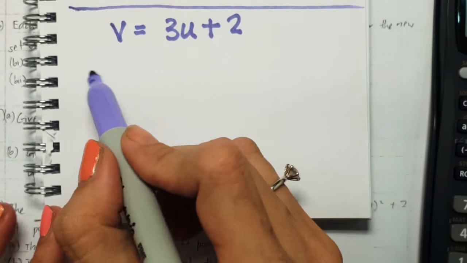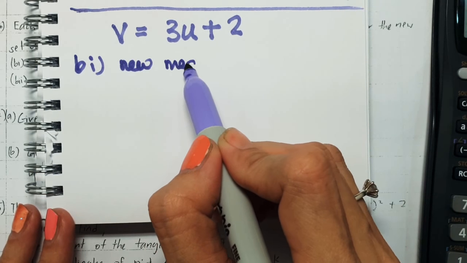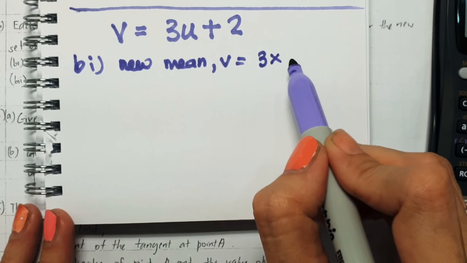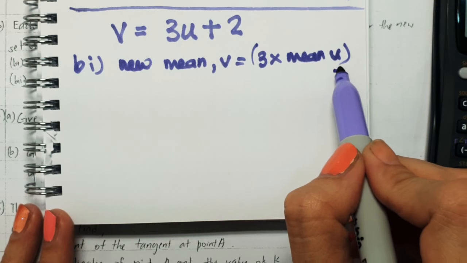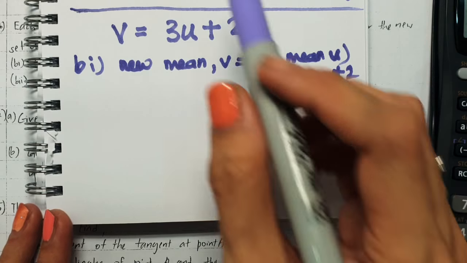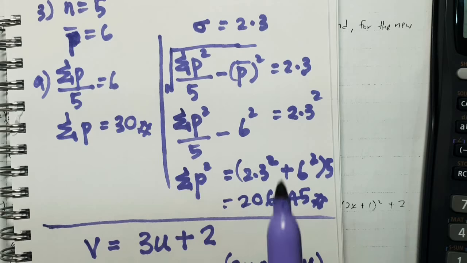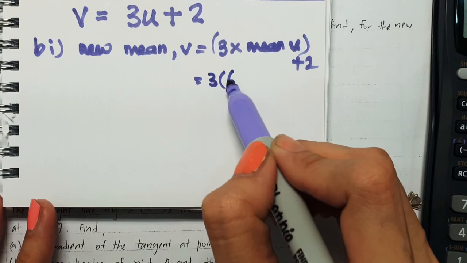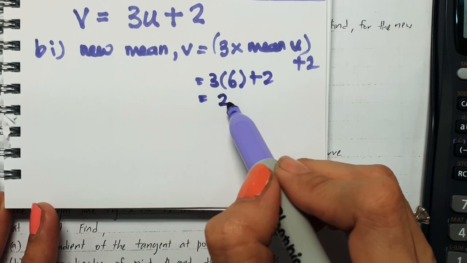So the new mean, B part 1: the new mean of V will equal 3 times the mean of U, and then plus 2. What is the original mean? The original mean is 6. So we take 3 times 6, then we plus 2. So 18 plus 2, we have 20.